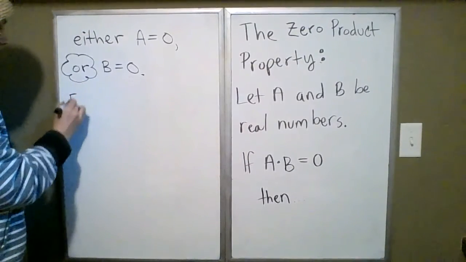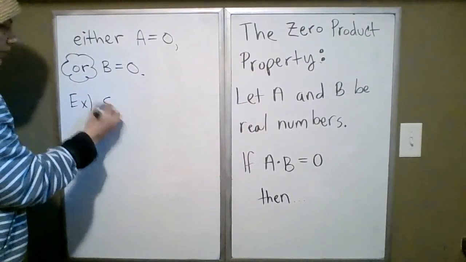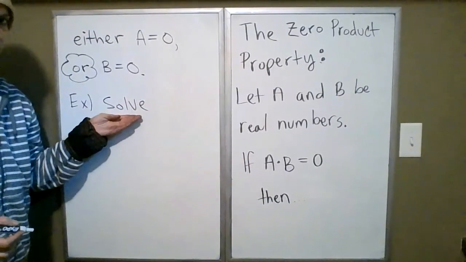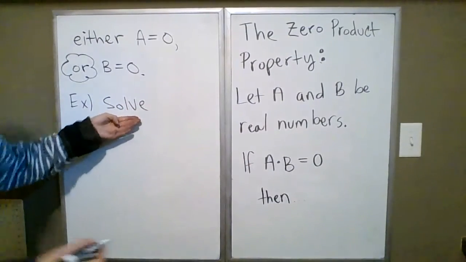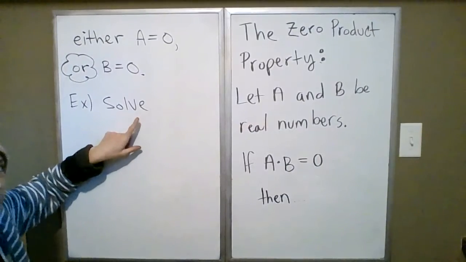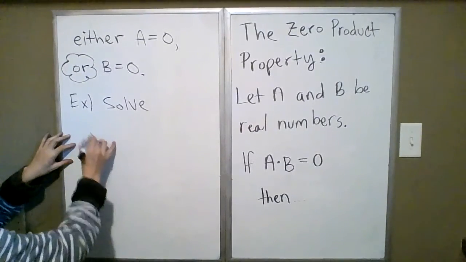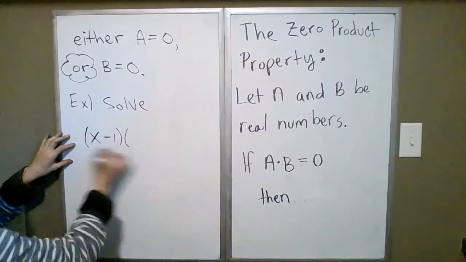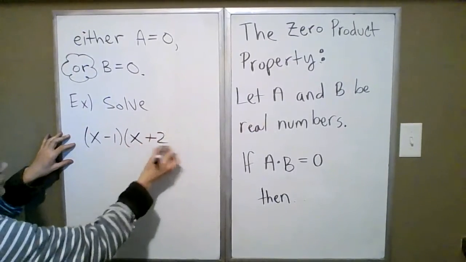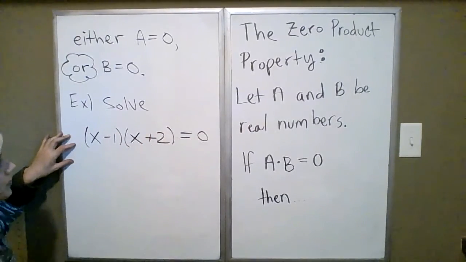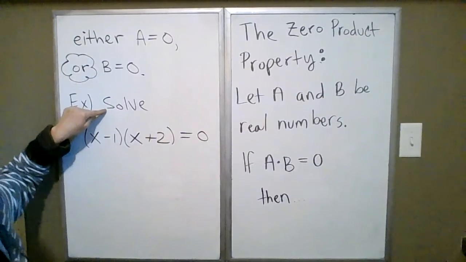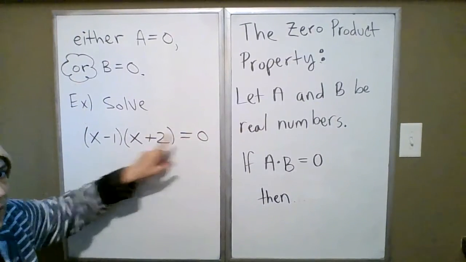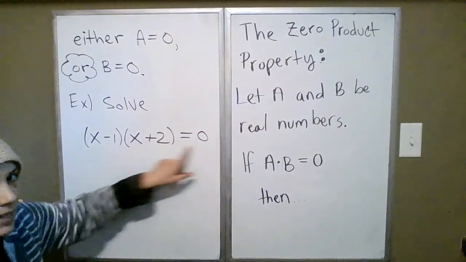All right, let's try this. Solve. So solve means we're going to have an equation. We have x minus 1 times x plus 2 equal to 0. So when you see solve, you expect to have an equal sign, and you find values of the variable that make that statement true.